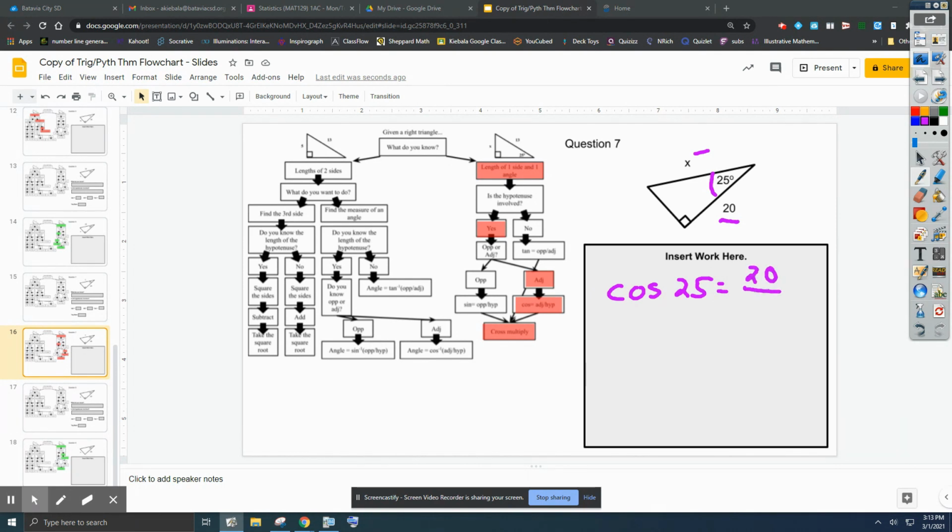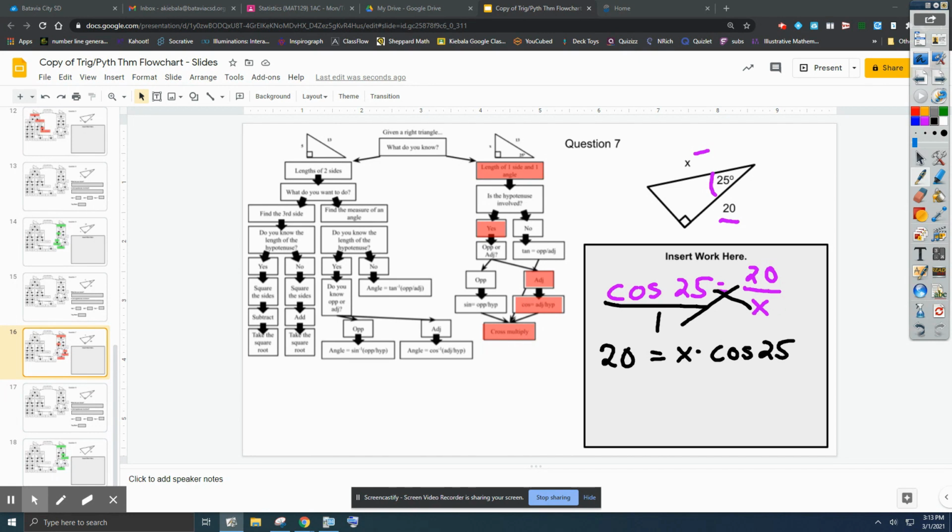Over the hypotenuse, which is x. Okay, I'm going to make this look like a unit rate and put this over 1. Notice the variable is in the denominator. That is an indication that we're going to end up dividing. Okay, if we cross multiply, 1 times 20 is 20. X times cosine 25, I'm going to write like that.